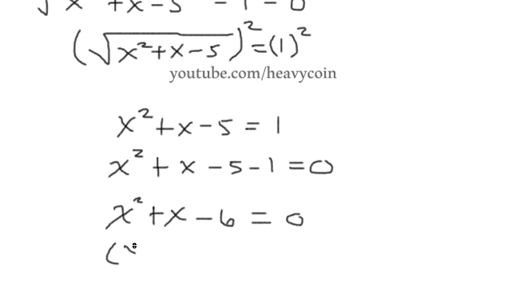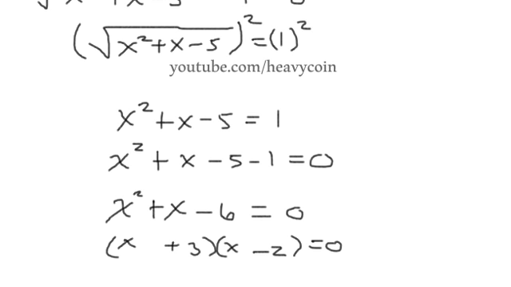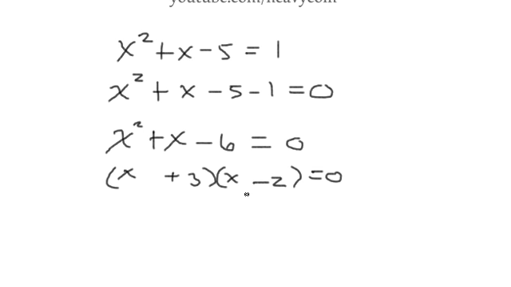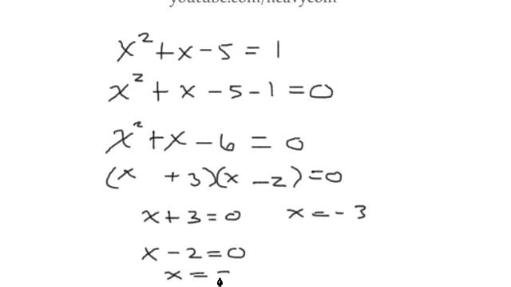And we want to factor this guy. So this should factor to x plus 3 and x minus 2. So our solutions, we set each one of these equal to 0. So x is negative 3, and x minus 2, x is equal to 2.